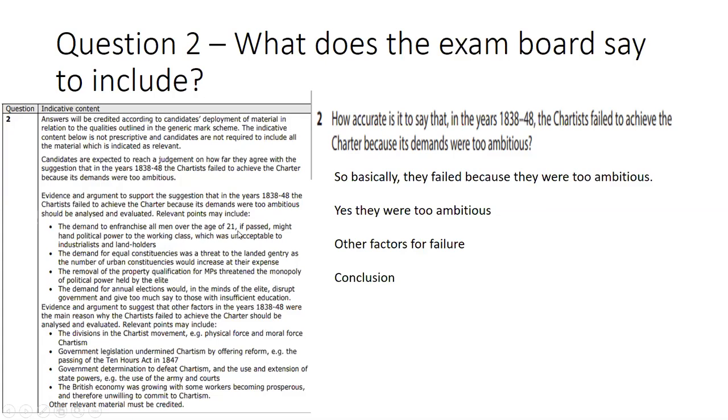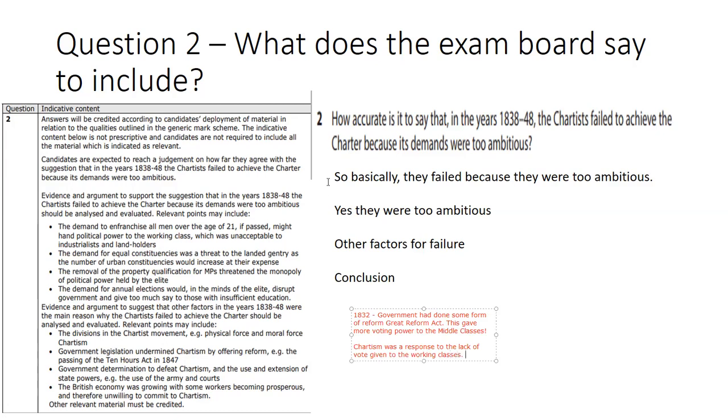The demand to enfranchise all men over the age of 21 might hand political power to the working class, which was unacceptable to industrialists and landholders. And before I go through the rest of this, what needs to be understood, especially in this question, is that by 1832, the government had done some form of reform with the Great Reform Act. This gave more voting power to the middle classes. So Chartism was a response to the lack of vote given to the working classes.